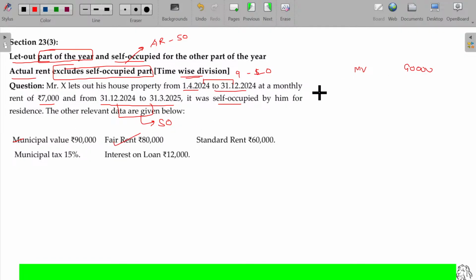And fair rent 80. Whichever is higher will be taken, 90. Standard rent 60. Whichever is lower will be taken, 60.